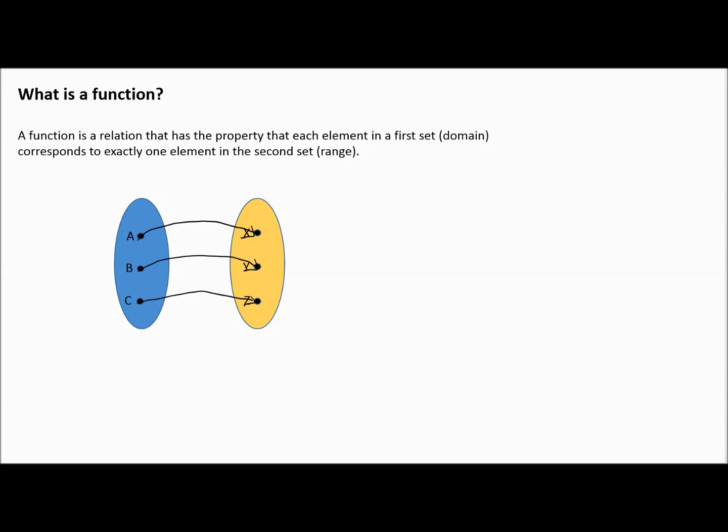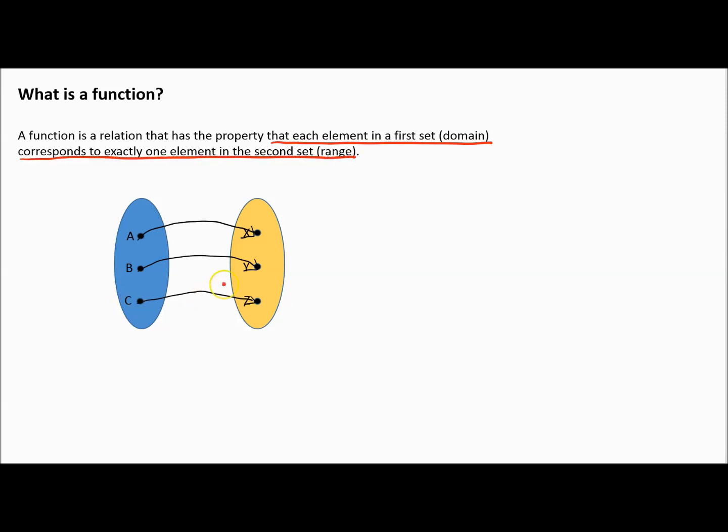So what's important here is a function is a relation that has the property that for each element in a first set, okay, so I'm going to underline that, each element in a first set, and that first set's called the domain, corresponds to exactly one element in the second set. And that second set's called the range.